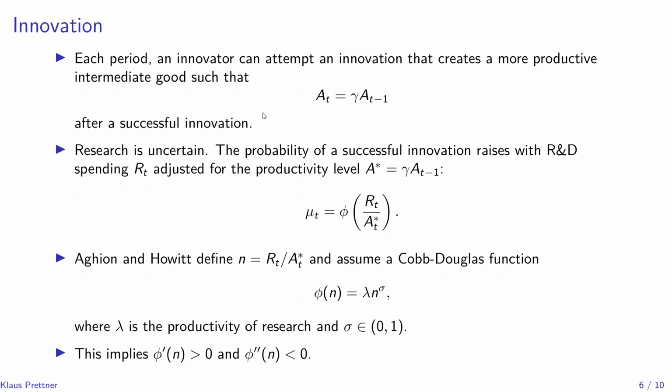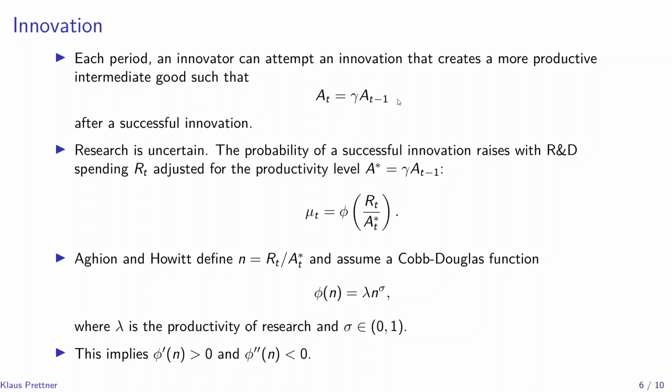Now we have to determine how innovation behaves and how the change in A is brought about in the economy. Here it's a model of purposeful research and development investment. So we have an innovator that attempts an innovation to create a more productive intermediate good. You can imagine there is an intermediate goods producer that produces a certain intermediate good, and then an outside inventor says, okay, I try to produce a better product and I try to drive the previous incumbent out of the market. Now, if the innovation is successful, then the productivity of the intermediate increases.